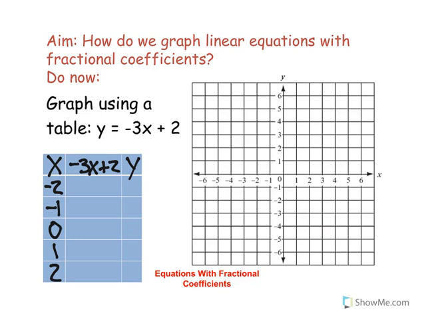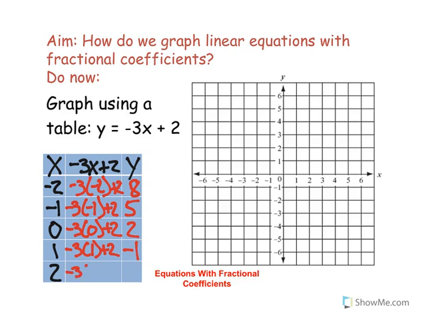So I'm going to substitute -2 for x. So -3 times -2 is 6, plus 2 is 8. I'm going to substitute -1 for x. So -3 times -1 is 3, plus 2 is 5. 0 is always an easy one because it's just our constant, right? 2. For 1, this is going to be -3 times 1 plus 2, which is -3 plus 2, which is -1. And then -3 times 2 plus 2, which is -6 plus 2, which is -4.